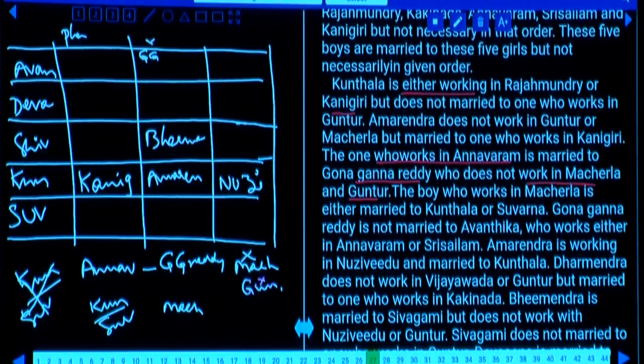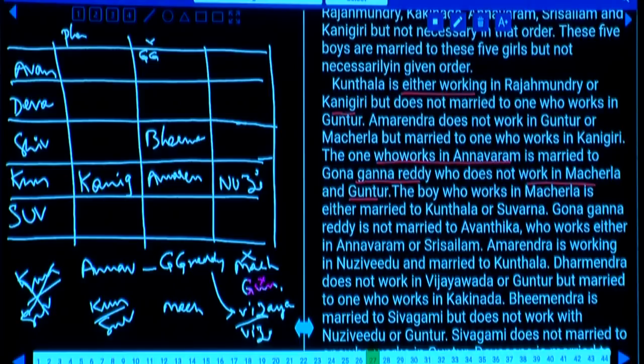Hence what are the things left over here? For this Gonagannareddy, what are the places left over? Machalla, Guntur and Nuzuveedu are done. Now we are left with Vijayawada and Vizag. Now this person must be Vijayawada or Vizag.